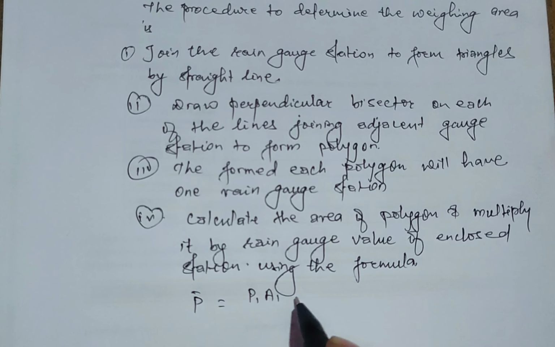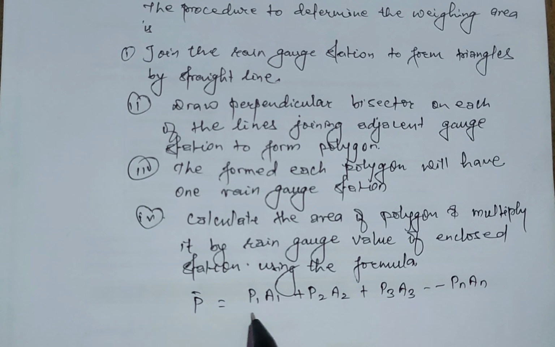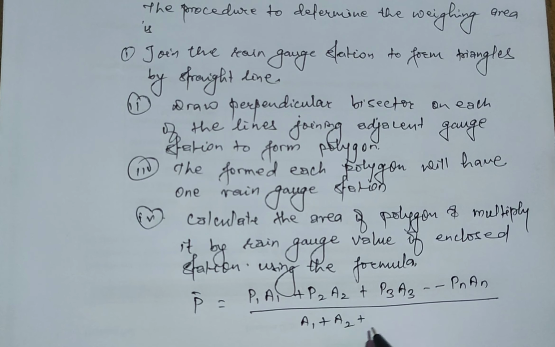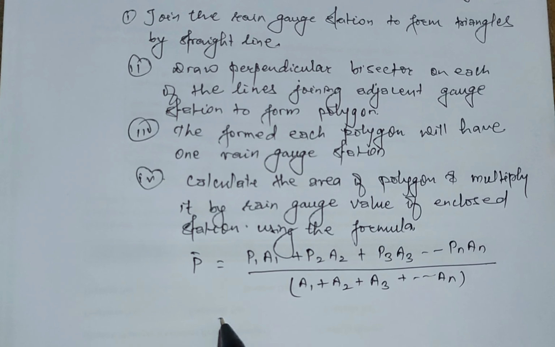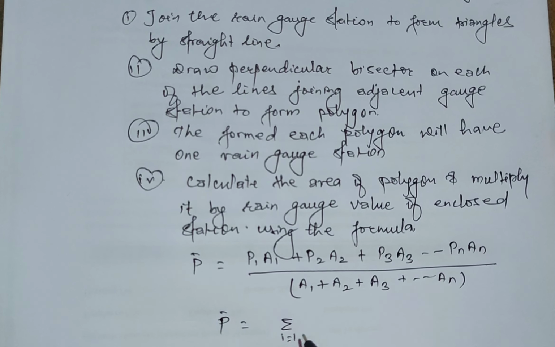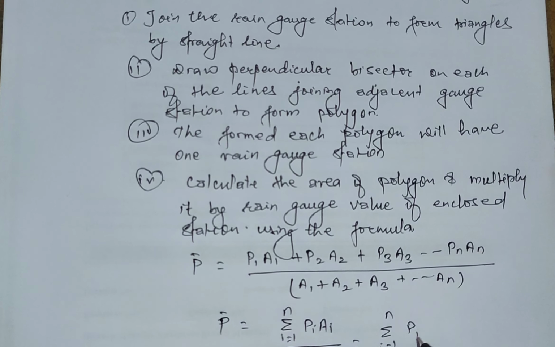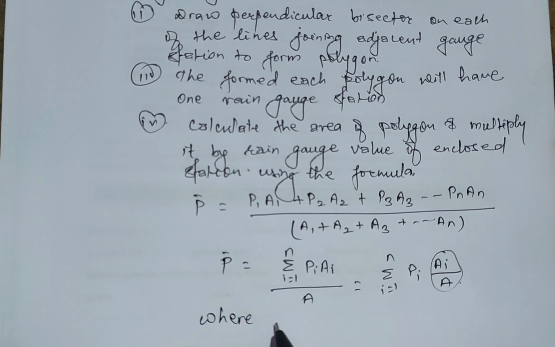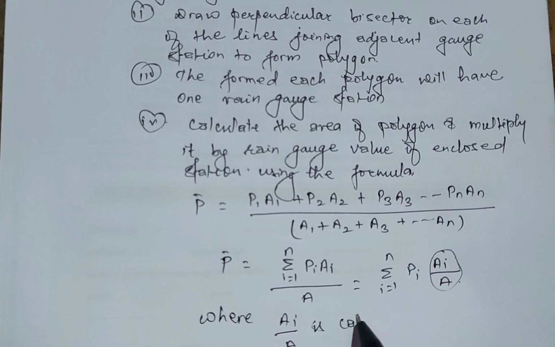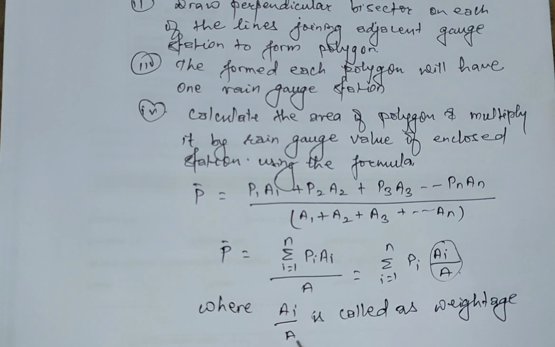P bar equals P1 A1 plus P2 A2 plus up to Pn An divided by A. Or this can also be written as P bar equals summation i equals 1 to n of Pi Ai divided by A, where this ratio, that is Ai divided by A, is called the weightage factor for each station.